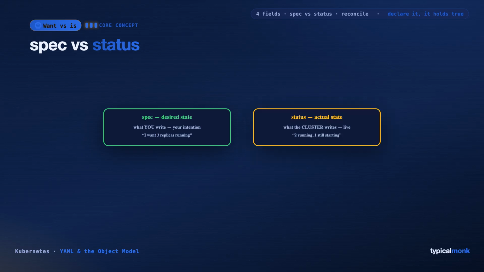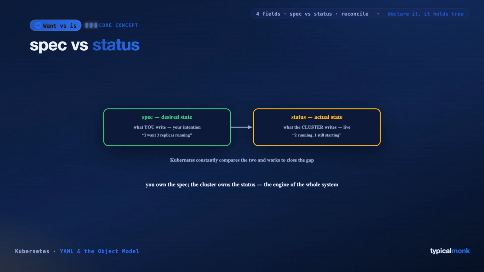Status is the actual state. It is the part Kubernetes writes, a live report of what is really happening right now. For example, 2 replicas are running, 1 is still starting. You never write status. The cluster maintains it for you continuously to reflect reality. When you run kubectl describe, much of what you read is the status.